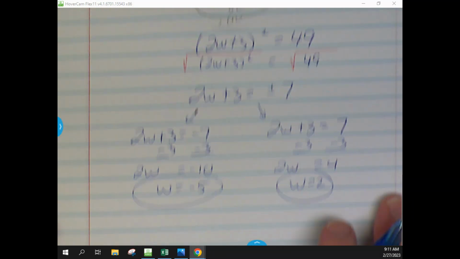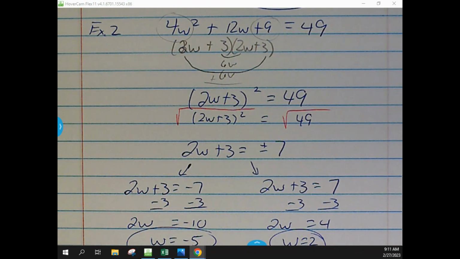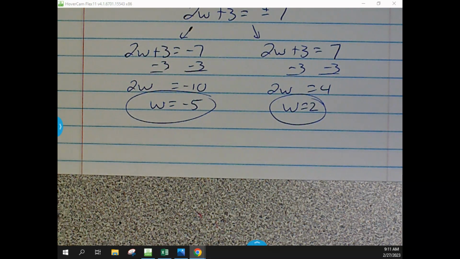Okay. Again, you may be asking, well, could I have just moved the 49 over and factored it from there? Yeah, you could have. If you'd factored it, you'd have come back to these same 2 answers and got the same 2 numbers. But again, they're just asking you to use the square root property.